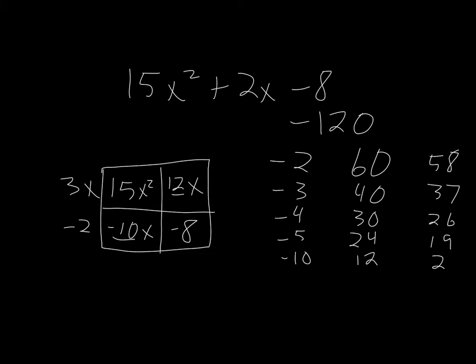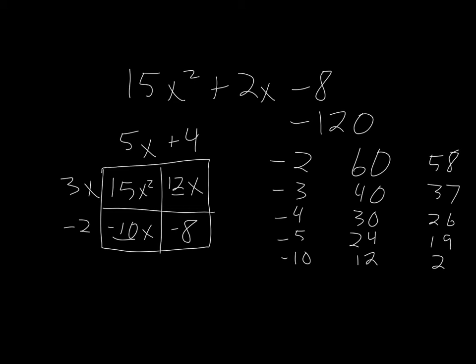Now let's look at the first column, the left column. 15 and 10 have a common factor of 5, and they also have an x in common. Now, the 15x squared is positive, so the 5x right above it is also positive. Look at the 12x and the -8. 12 and 8 have a 4 in common. And the 12x next to the 4 is positive, so this is going to be a +4.